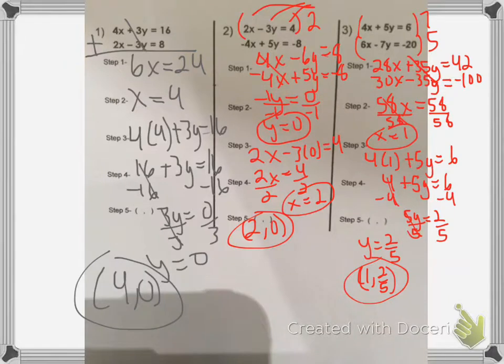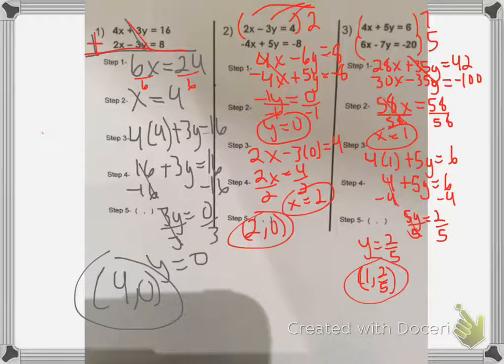Alright, for some examples. The first example up here has equal opposites. So I got 3y and negative 3y. I'm just going to cancel them out. But when I cancel them out, I have to add the other ones. If it helps you, go ahead and make it like you're doing a regular addition problem. 4x plus 2x equals 6x, and 8 plus 16 equals 24. Then I divide by 6, x equals 4.